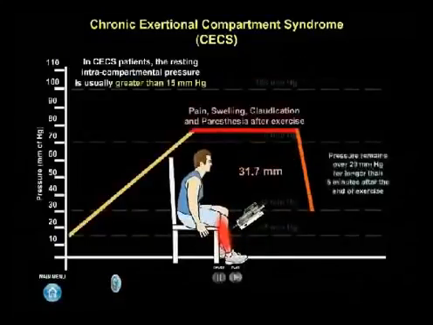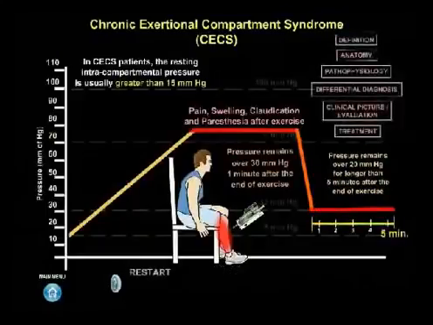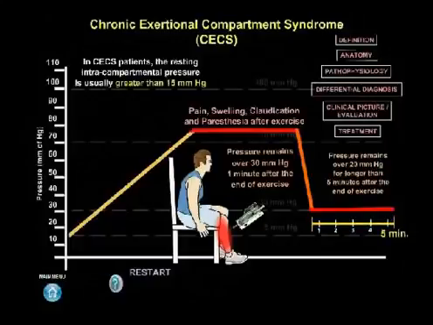Intracompartmental pressure that remains over 30 mm mercury 1 minute after the end of exercise, or pressure that remains over 20 mm mercury for longer than 5 minutes after the end of exercise, is considered diagnostic of chronic exertional compartment syndrome. While initial treatment is conservative, a fasciotomy is the only proven successful treatment.